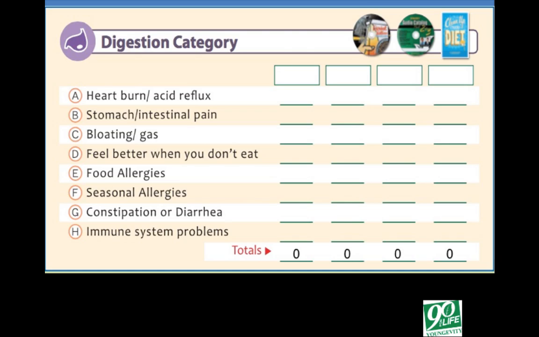Okay? Next one, digestion. I look for this one especially. Bloating or gas is a sign of sensitivity to carbohydrates. And that's when they can go on a low carbohydrate diet.